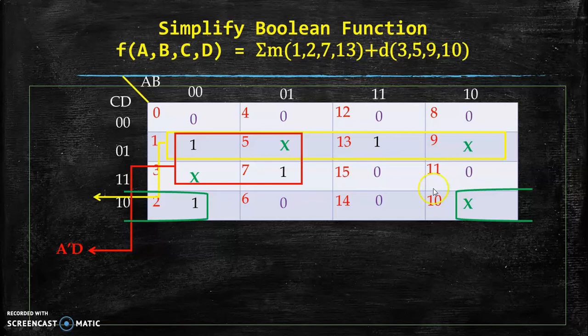And for CD, if we see it is 0, 1, so we can write C bar for 0 and D for 1. So the product term is C bar D.